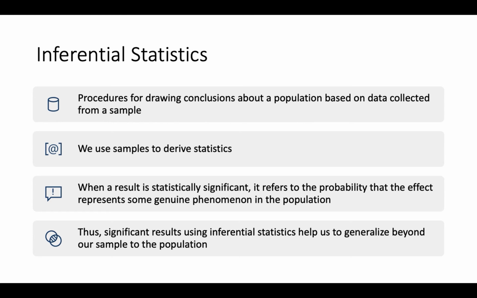So we all know that we take a sample of the population for our research, and then we use that data to derive statistics. After we compute these statistics, we either have significant results or we have no significant results. When a result is statistically significant, we're referring to the probability that this effect or this result represents some genuine phenomenon in the population. It wasn't just a chance occurrence. These significant results obtained using inferential statistics help us to generalize beyond our sample to the population.